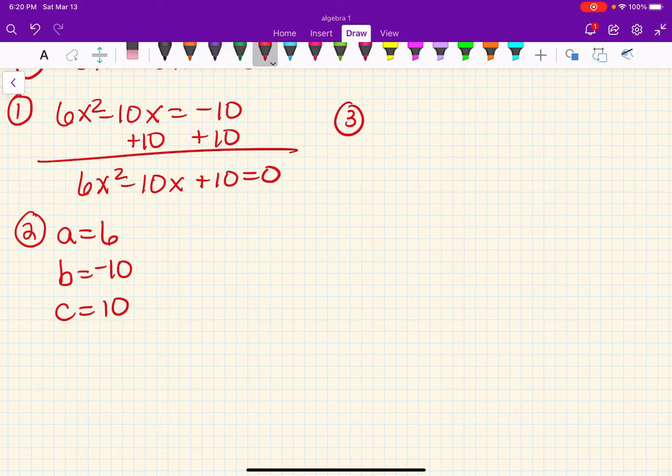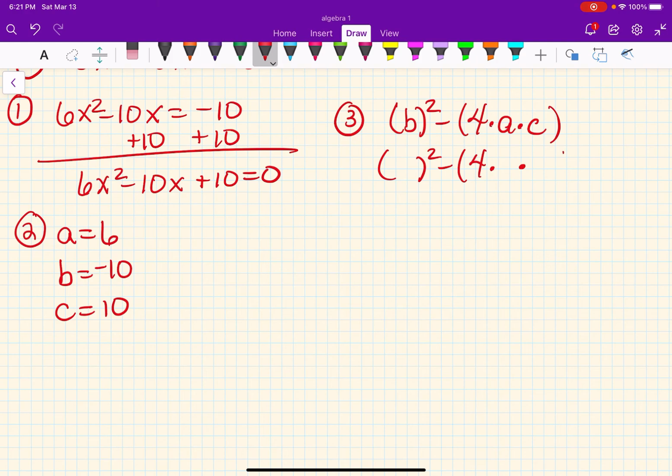Third step, you're going to use the expression b squared minus 4ac, and you're going to plug in the values. I'm going to leave the original parentheses and put in my values. B is negative 10, A is 6, and C is regular 10. If you don't put parentheses in this problem in your calculator, you're going to get the discriminant wrong, and it's going to mess you up. So the answer here should be negative 140.